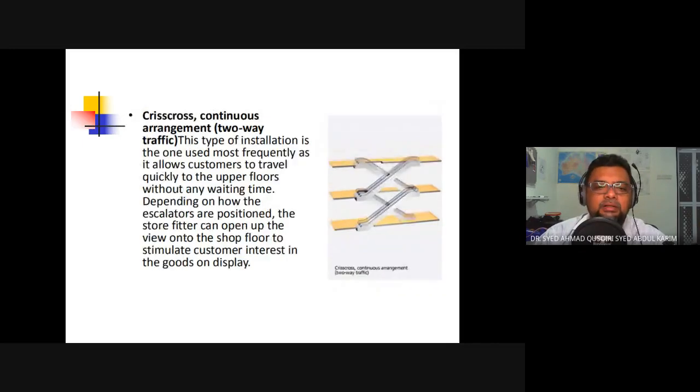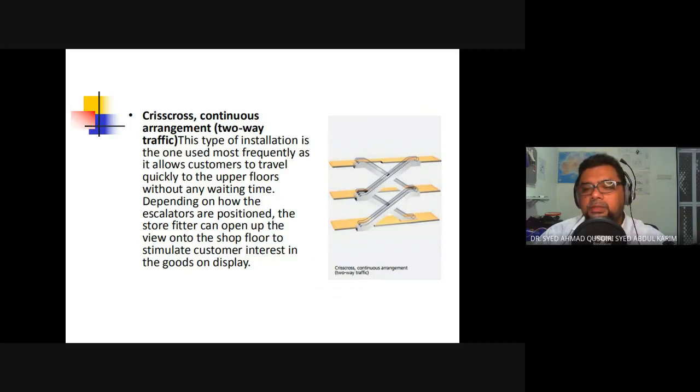Next is the crisscross continuous arrangement, two-way traffic. This is the one that's being used most frequently. It allows customers to travel quickly to the upper floors without any waiting time, well, not really waiting time. It's like idling or walking without walking too much. Depending on how the escalators are positioned, the store fitter can open up the view onto the shop floor to stimulate customer interest in the goods of this place.